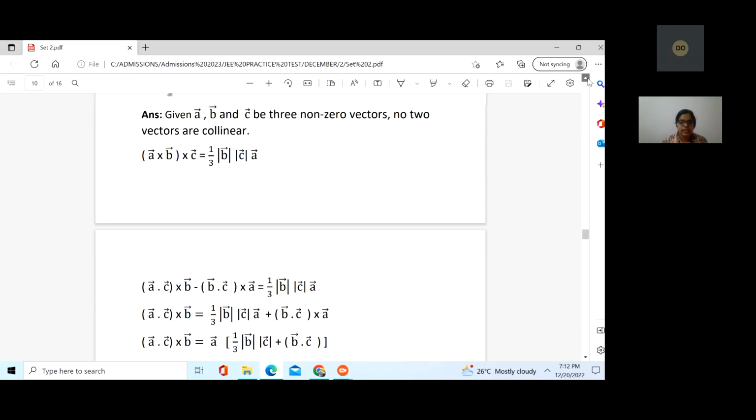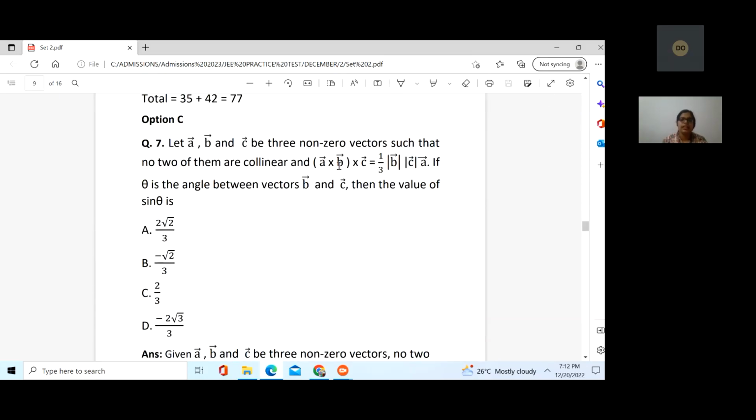So I'll just quickly go through this question once again. Let vector A, vector B and vector C be three non-zero vectors such that no two of them are collinear and vector A cross vector B cross vector C equal to 1 by 3 mod vector B mod vector C vector A. Theta is the angle between vector B and C. We need to find the value of sine theta.